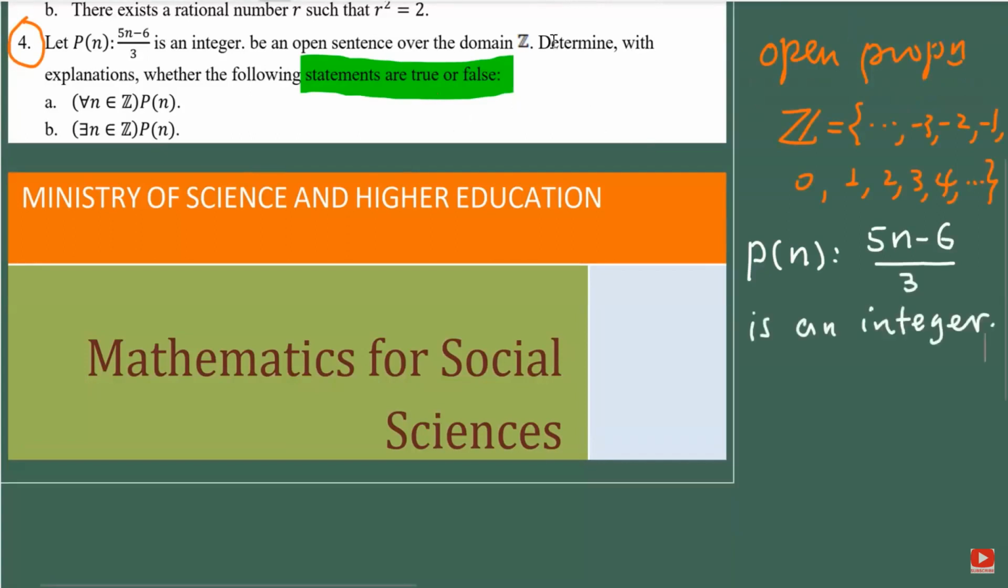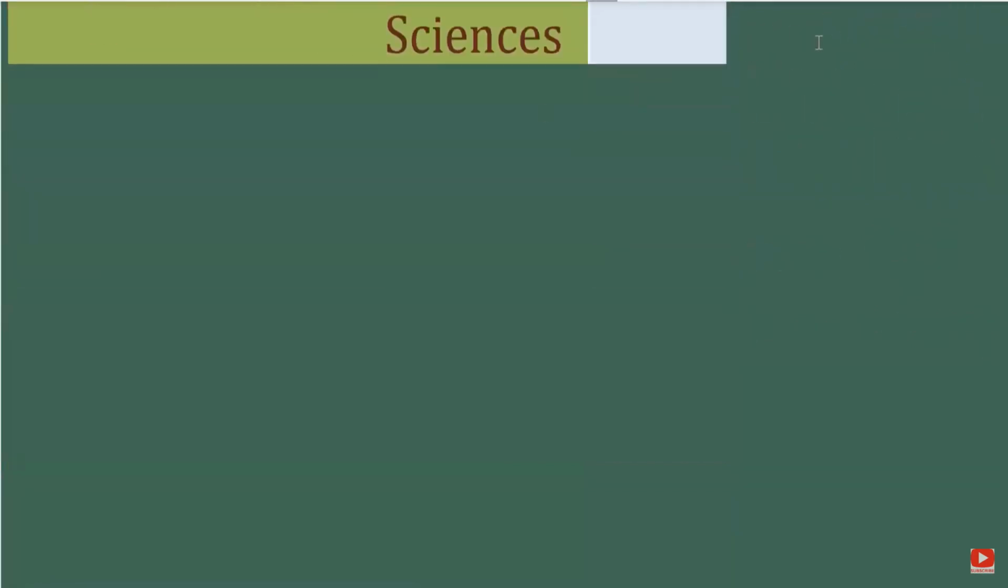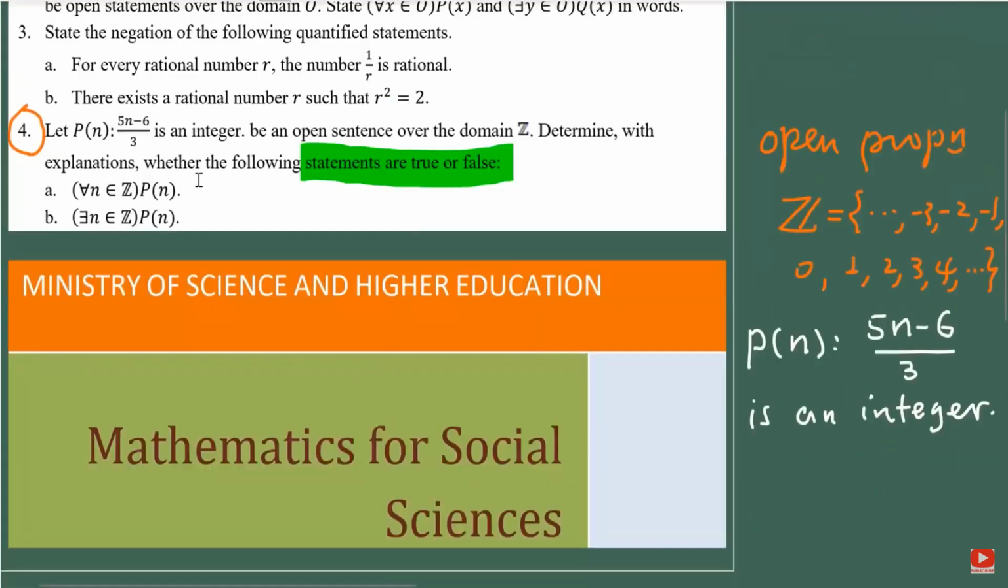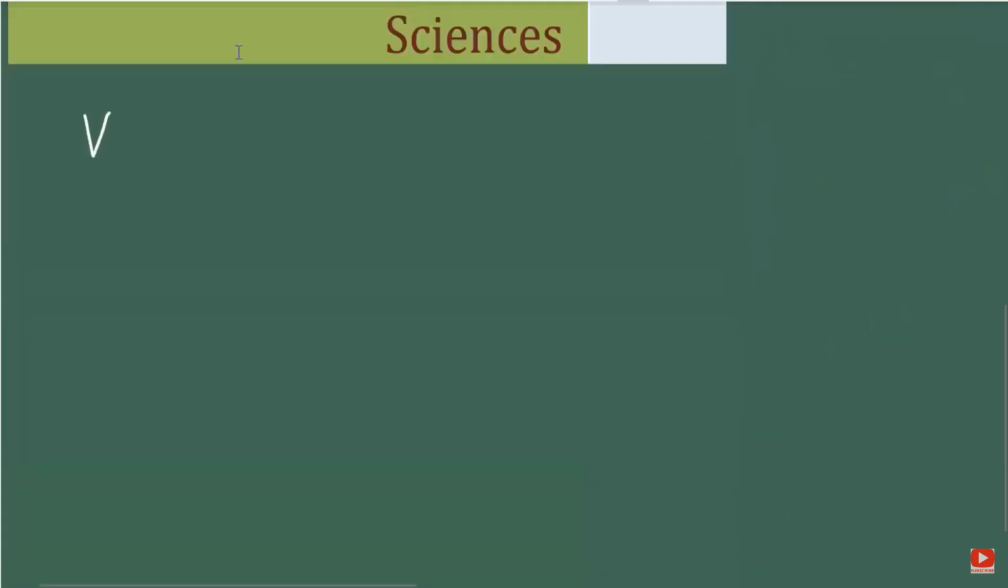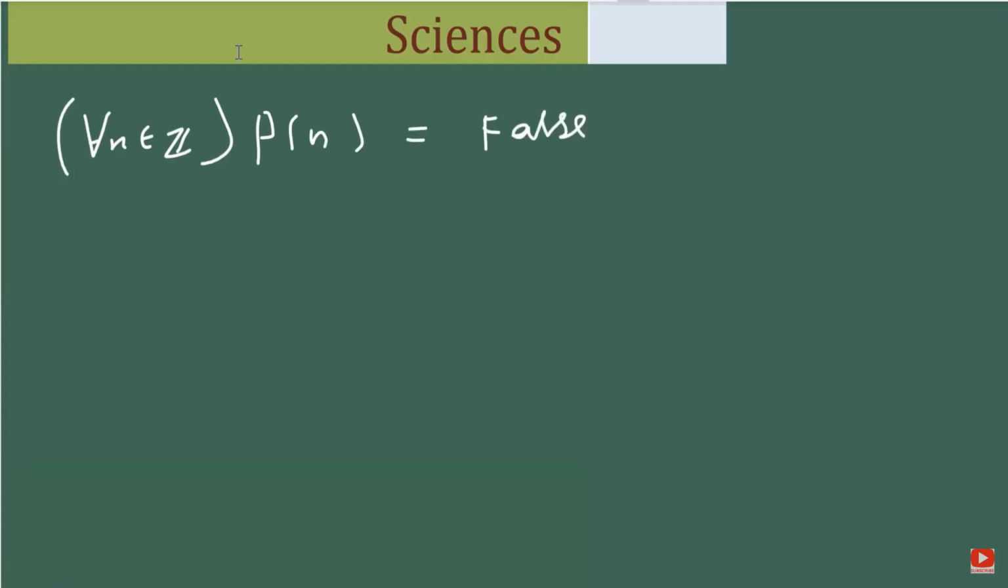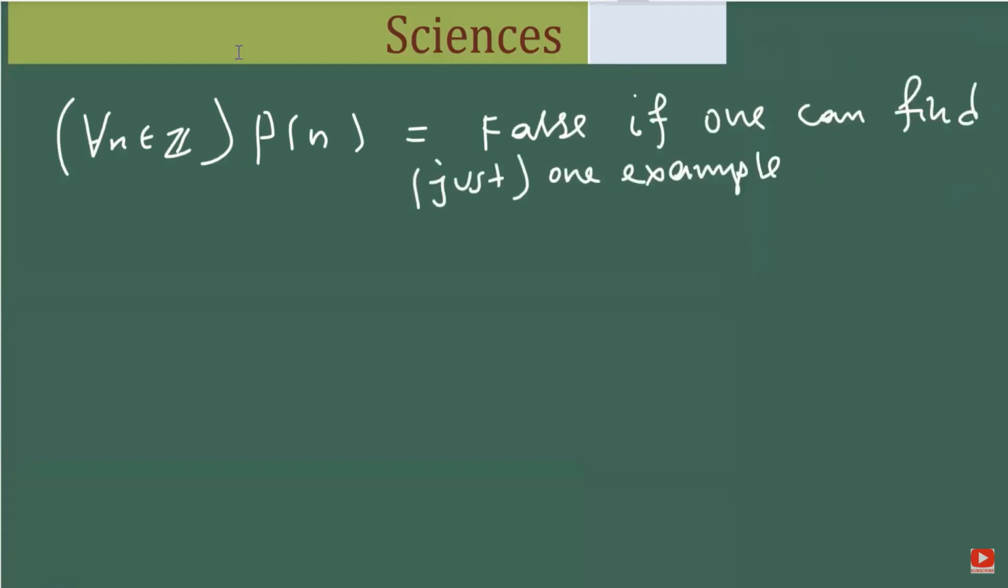To answer this question properly, you need to remember two things: what is an integer and what is not an integer. The question is to determine with explanations whether the following statements are true or not. Part A: for all n an element of Z, P(n). This will be false if you can find just one counterexample: one example, let's say n₀ an element of Z, where P(n₀) is false.